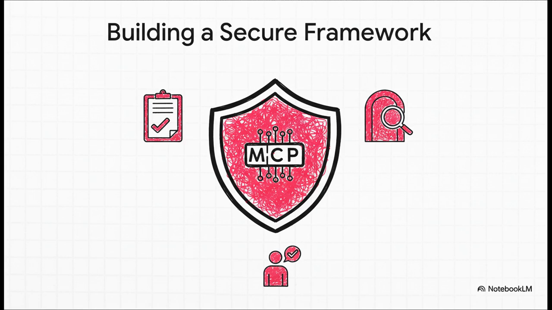You enforce strict allow lists, so only approved tools can even connect. You use gateways to inspect all the traffic going back and forth. And for anything really high risk, you absolutely mandate a human in the loop. A real person has to click approve. It's all about adding smart defensive layers.